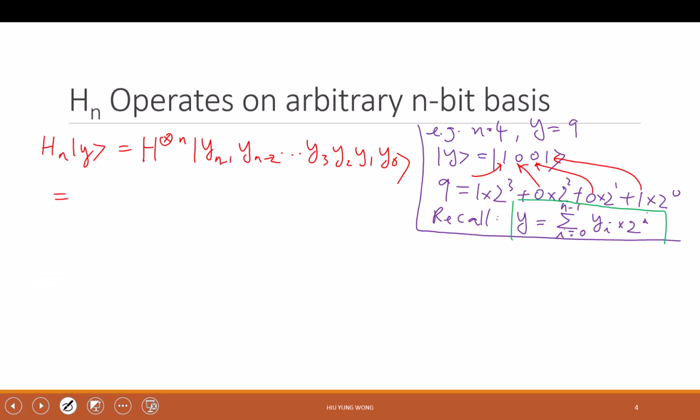So based on this, what does it equal? Again, like what we did for the 0 case, I will decide to apply H to each qubit. So this is equal to H applied to y_{n-1}, tensor product H applied to y_{n-2}, tensor product, all the way to H applied to y_0.